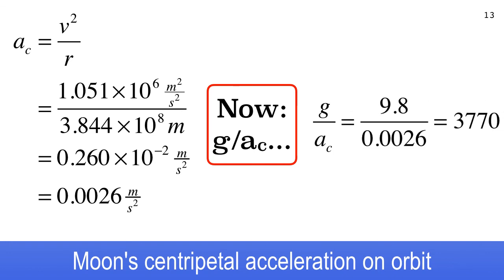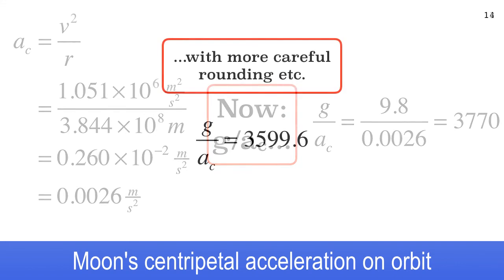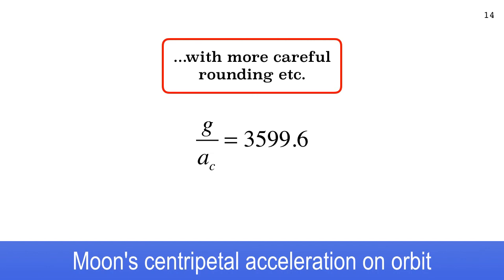So here's the quotient, 9.8 divided by 0.0026, works out to about 3770. Now that's a little bit high. It's supposed to be a little bit closer to 3600, and it actually is if you do more careful rounding. So the ratio here, that's pretty close to 3600. I should be able to look up exactly what number he came up with, but it's got to be close to that, 3599.6. That's pretty close to 3600, which is the square of 60.